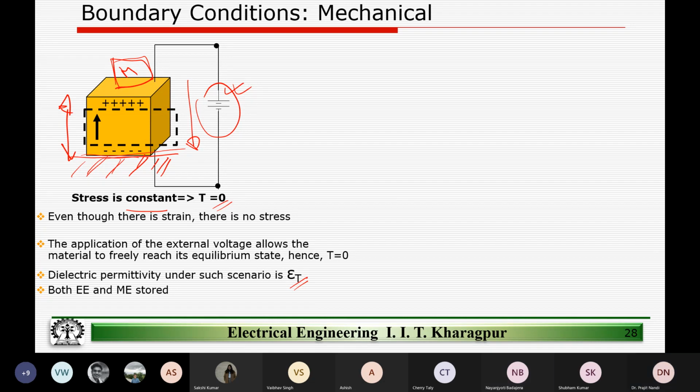Epsilon T. Yes, Nan, epsilon T. Correct. Why do you say that, Nan? Just explain your answer, please. You said that the stress is constant because when we put a mass on the system, the stress will be constant throughout. That's why I said.